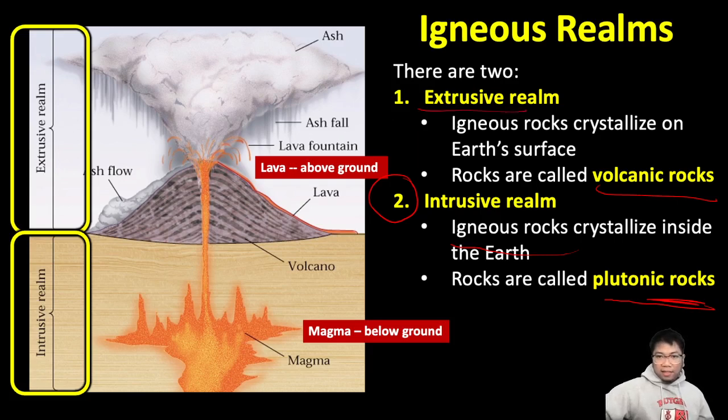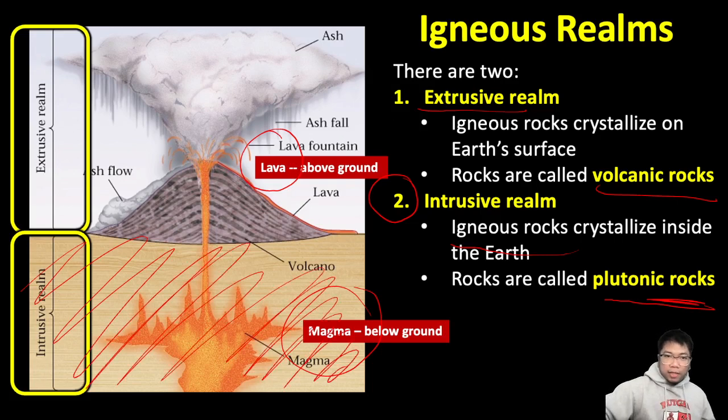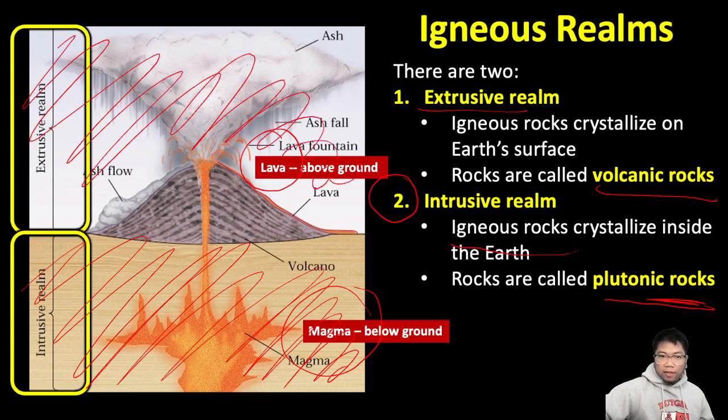So remember that plutonic rocks form in intrusive environment, volcanic rocks form in extrusive environment. And I think this is something that we have discussed earlier when we tried to differentiate between magma and lava, and that is exactly the same concept. So everything here below the surface of the earth will be part of the intrusive realm, whereas here above the surface of the earth will be part of the extrusive realm.